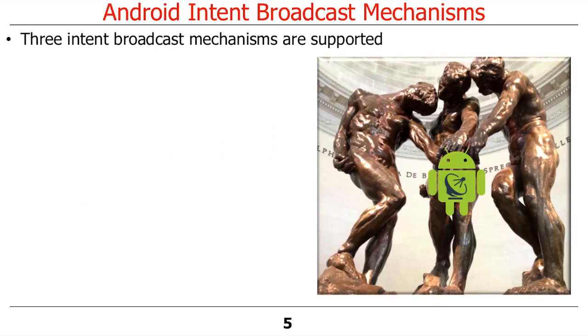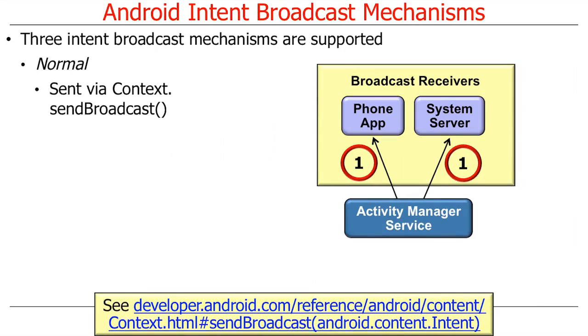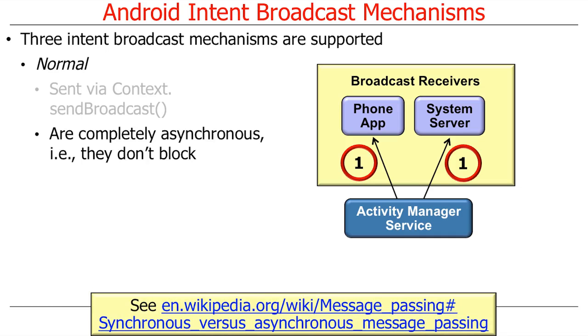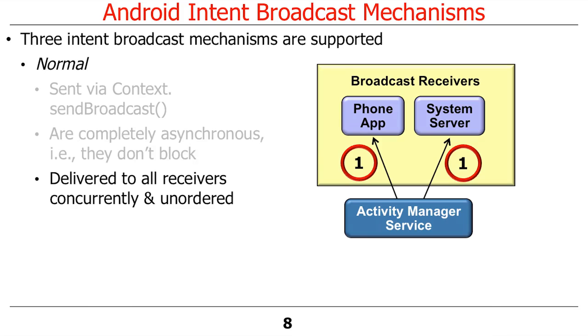There are three types of intent broadcast mechanisms supported by Android. The first type is called normal. These are sent by the context send broadcast method. Normal broadcasts are completely asynchronous. In other words, they don't block the caller. The Android Activity Manager service delivers normal broadcast intents to all receivers that match the intent filters concurrently and in no particular order.